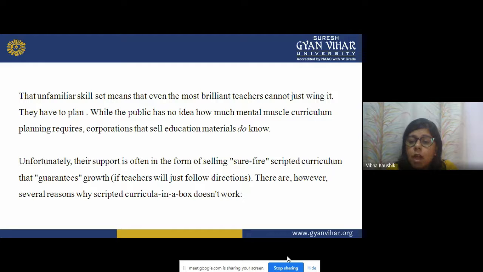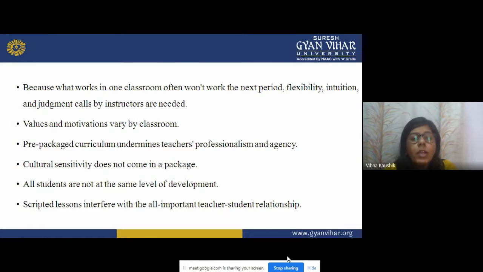There are, however, several reasons why scripted curricula in a box do not work. Because what works in one classroom often won't work the next period. So what they are saying is that you are going to teach a 7th class and in the next period the 8th class. Now the teaching strategies and the planning which you made for the 7th class students will not work for the 8th class students.